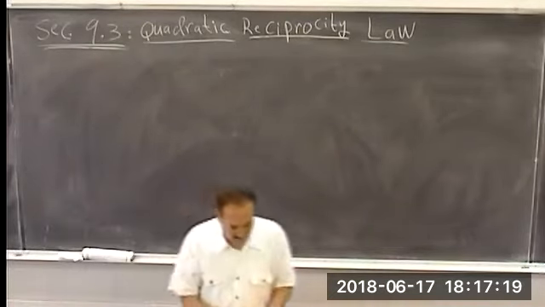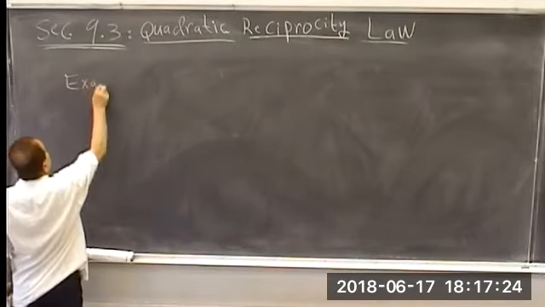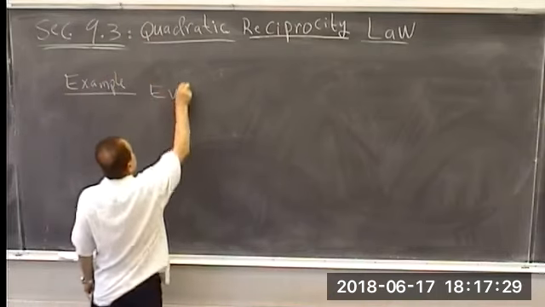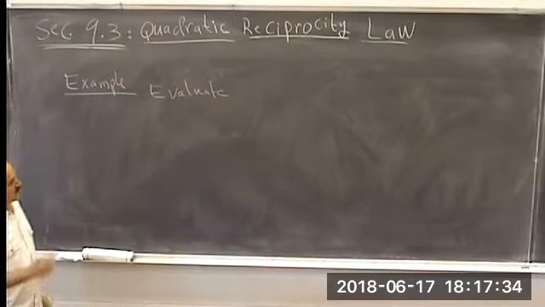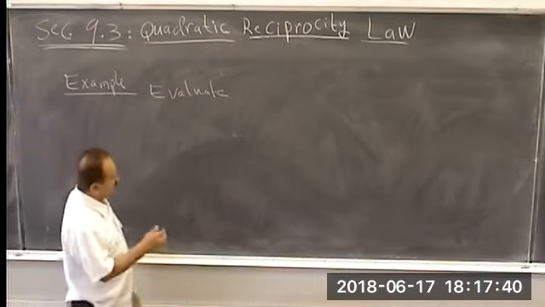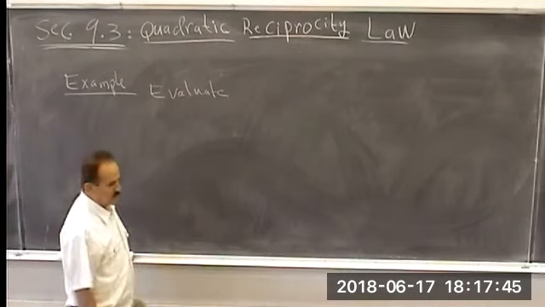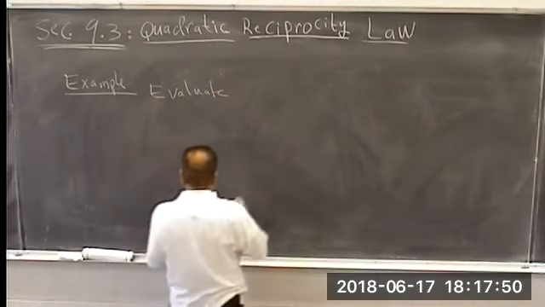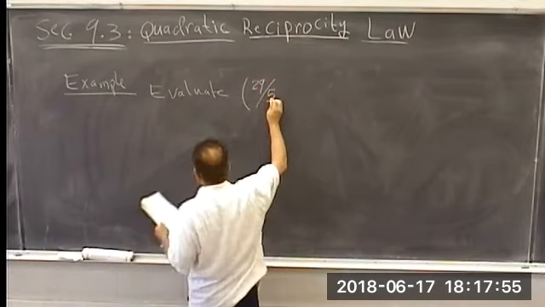So here's an example, and I want to take an example from the textbook. Let's say we want to evaluate the Legendre symbol, and remember, evaluating a Legendre symbol is equivalent to solving x squared congruent to q, or an integer in general, mod p. All right. So let's evaluate this Legendre symbol 29 over 53.